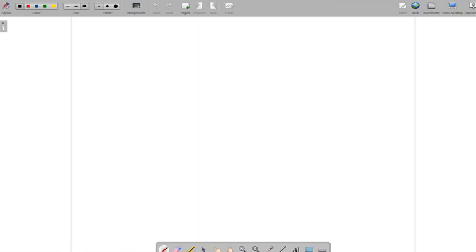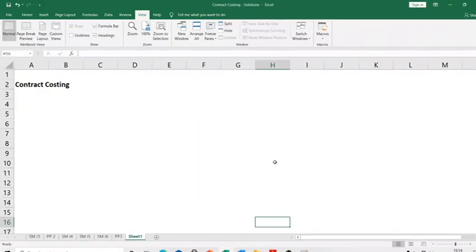So in this lecture, we will look at the topic called contract costing. I'll first spend some time to give you an overview about contract costing from an examination standpoint, and I'll tell you how you can allocate your time for contract costing preparation and contract costing revision as far as the entire subject of cost and management accounting is concerned.